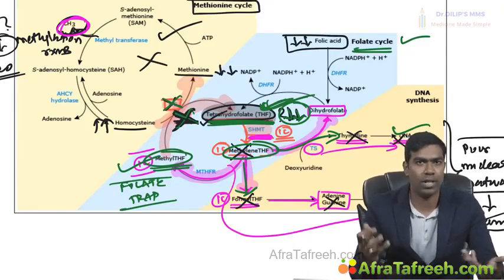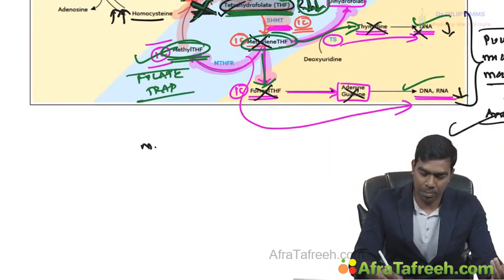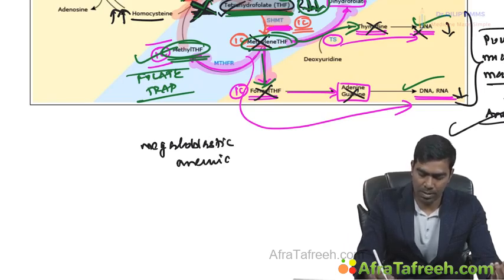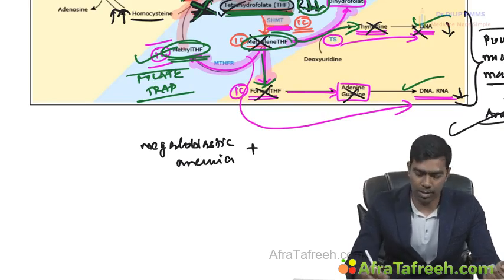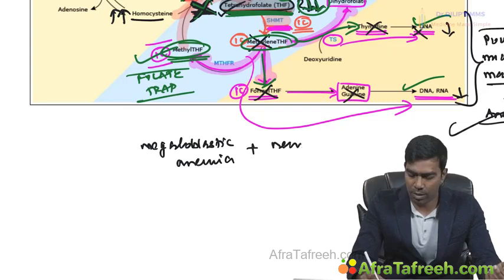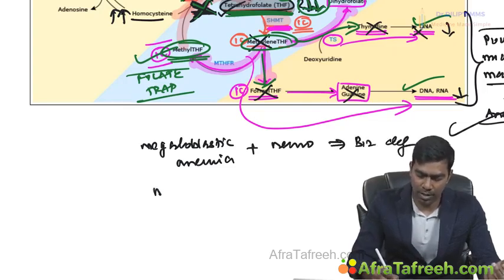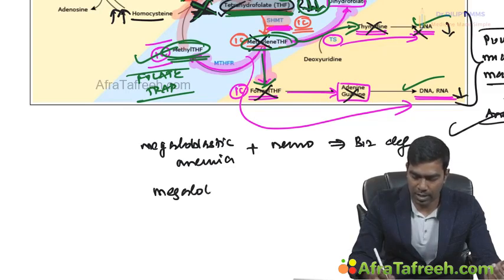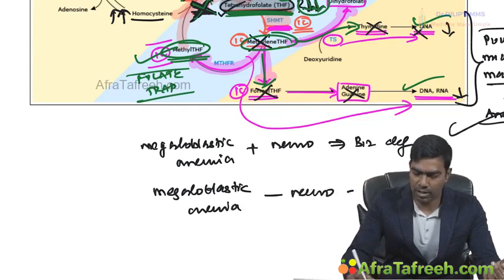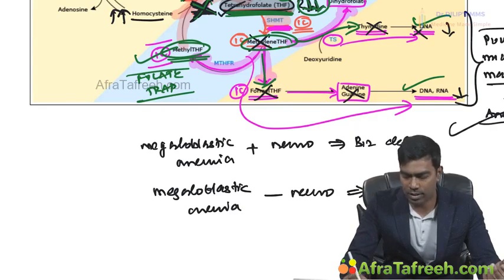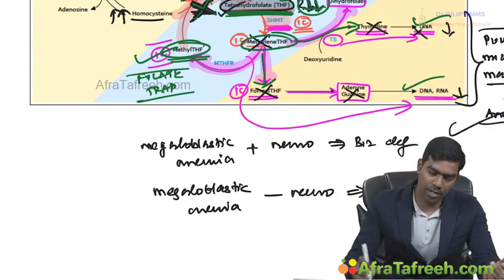So that is why, if they give megaloblastic anemia with your neurological complications, go for B12 deficiency in exams. Similarly, if they give megaloblastic anemia without neurological complications, go for folate deficiency in exam. Folate deficiency in exam. Very, very important.